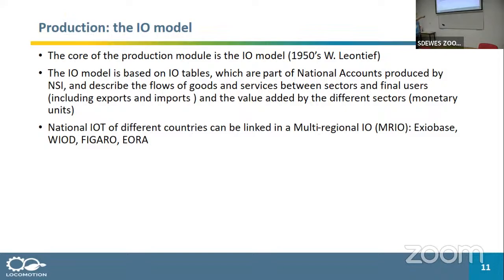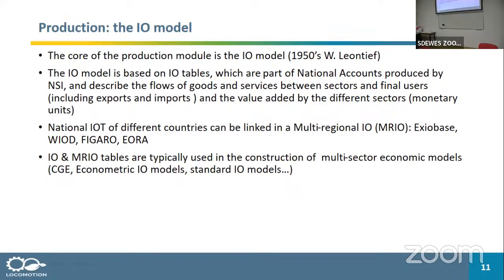This is something that is regularly produced by national statistics institutes, not for all the countries, but for developed countries, for all of them, and for some less developed countries as well. In some cases, these national input-output tables can be linked between them, and then you can create a multi-regional input-output database. With those databases, you can track the flows of goods and services between the sectors and the countries of the world. Examples of these databases are XIOS, Bio, Figaro, Eora, and others.